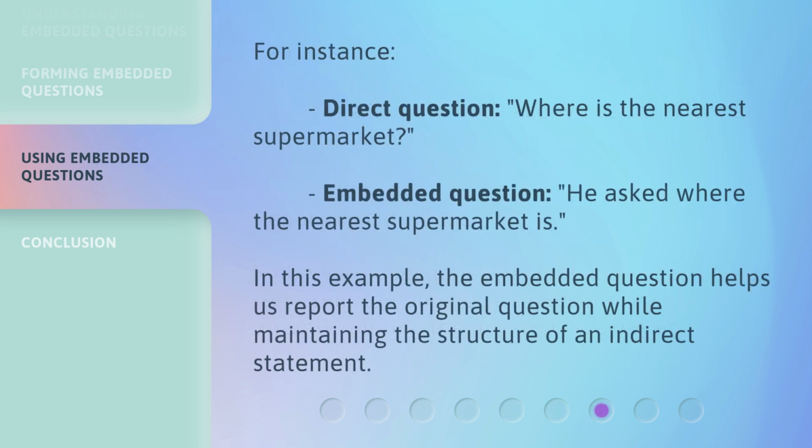For instance, direct question: Where is the nearest supermarket? Embedded question: He asked where the nearest supermarket is. In this example, the embedded question helps us report the original question while maintaining the structure of an indirect statement.